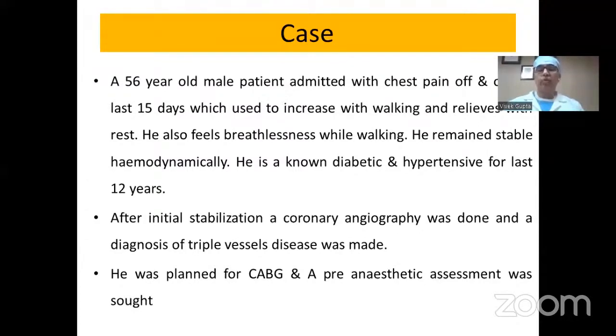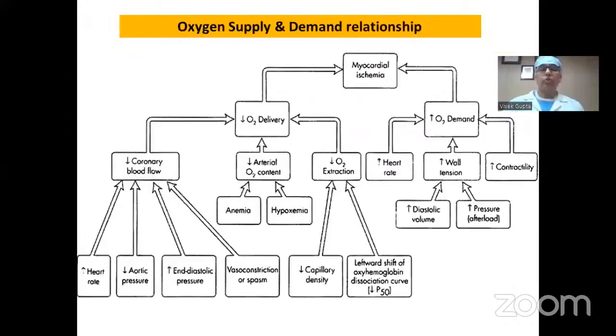days, especially while walking, and relieved with rest. He also had breathlessness, though he was stable hemodynamically. He's a known diabetic and hypertensive. After initial stabilization, a coronary angiography was done and he was found to have triple vessel disease. So he was planned for CABG and a pre-anesthetic assessment was sought from us.